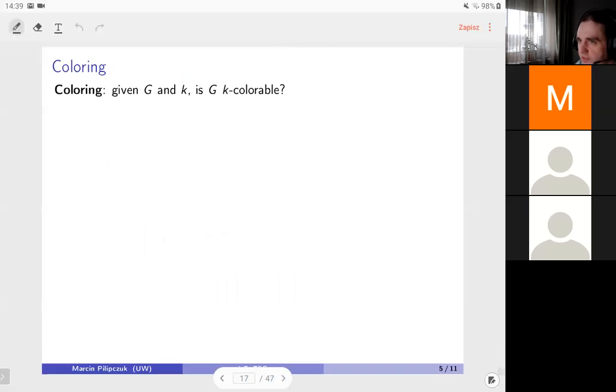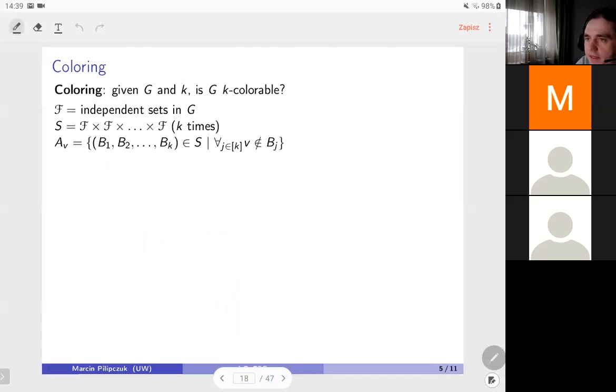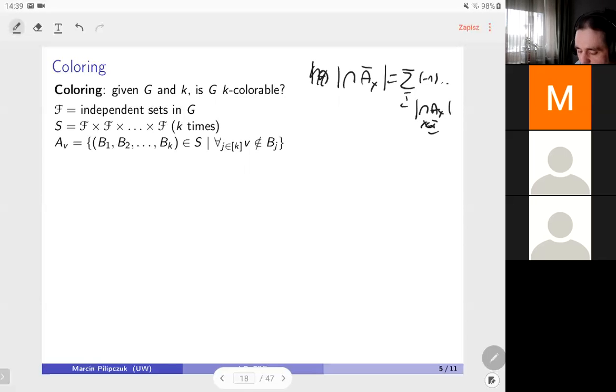So I hope we are slowly becoming accustomed to it, and we'll be remembering what's going on there. But now we are doing the same set cover thing. There was the intersection of the complements of A_X, which is the sum over I of minus one to the power |I| times the intersection of A_X over X in I. This was the inclusion-exclusion principle.